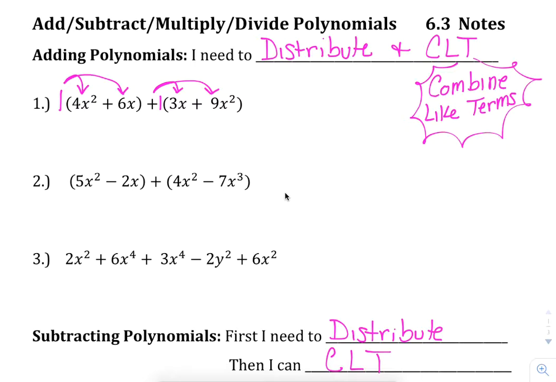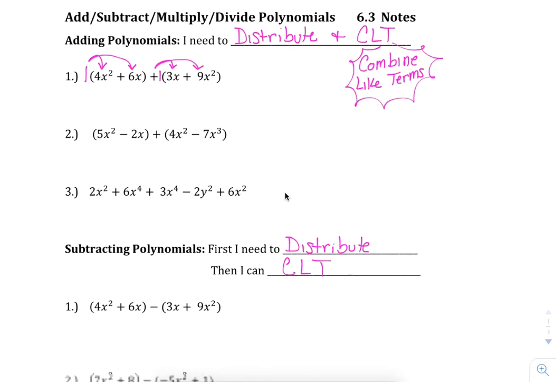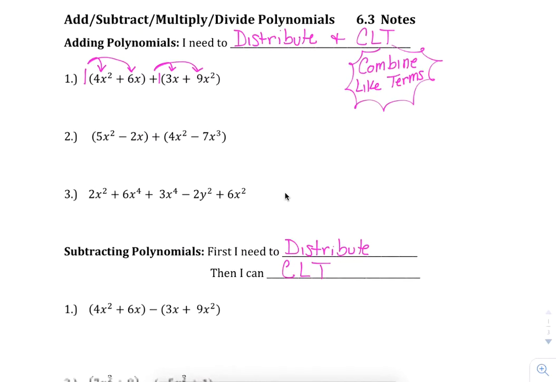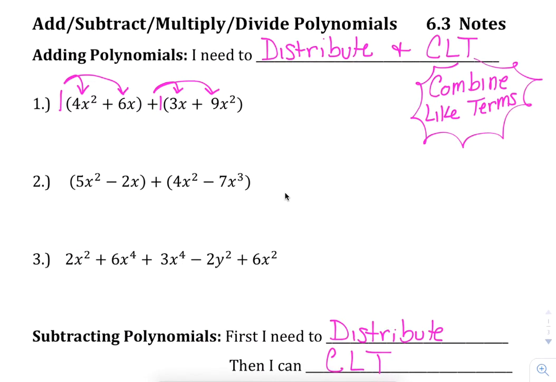So I'm going to have you write down what you see for just a quick second. And then let's go ahead and get started. Remember, you can pause anytime if you need more time to write stuff down. Okay? All right, so the first thing that we're going to talk about is adding polynomials.